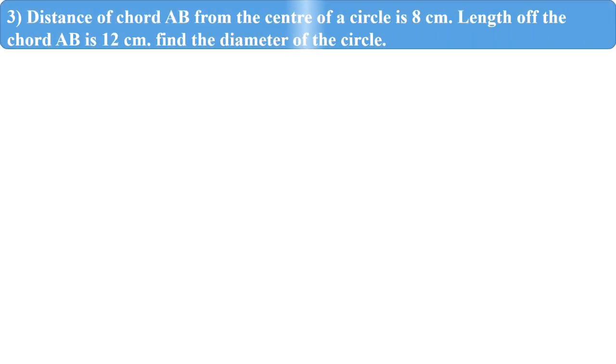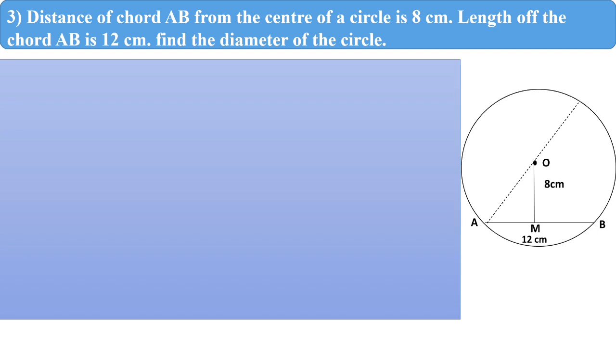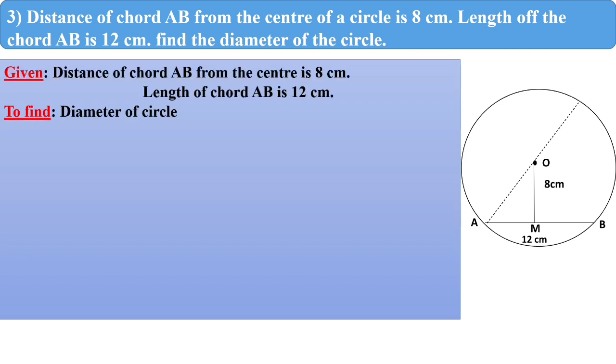Third one is given: the distance of the chord AB from the center of a circle is 8 cm. The length of the chord AB is 12 cm. Find the diameter of the circle. Here we have to find the diameter. For finding the diameter, first we have to find the radius. Draw the figure. First write the given information. Then write that we have to find the diameter of the circle.